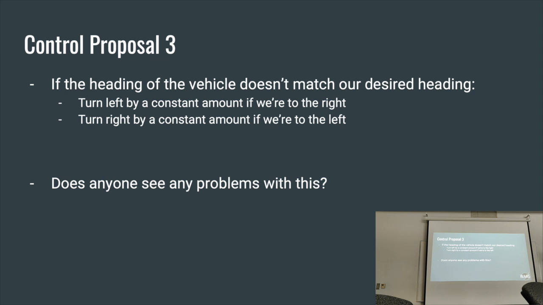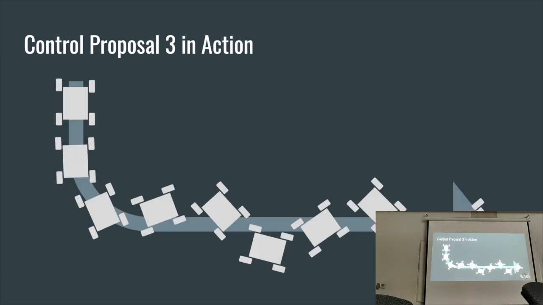So does anyone see any problems so far with this control methodology? Right, so that's a good point. That's the issue. If you're turning by a constant amount, no matter how far away from the desired trajectory you are, your car is going to start traveling and just start oscillating around the point that you actually want to get to. Does anyone have a physical intuition as to why that would happen?